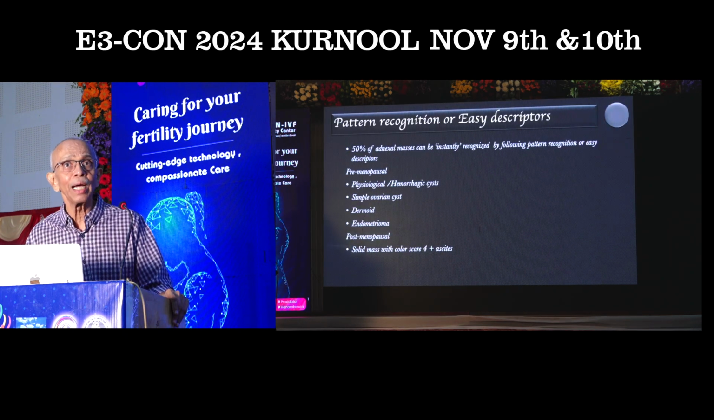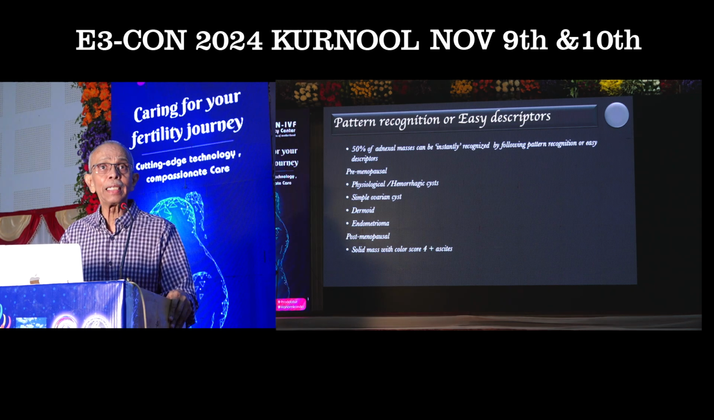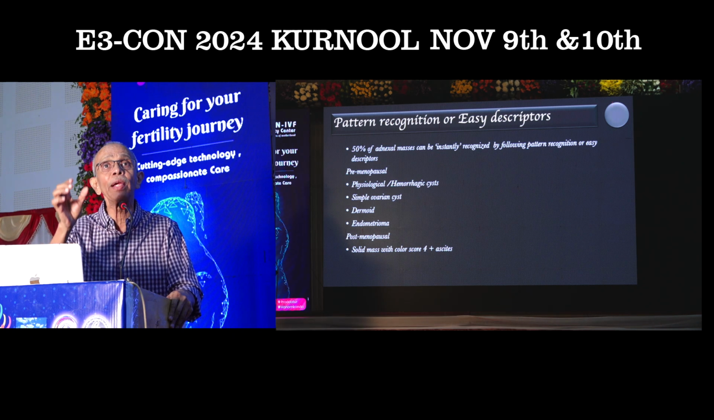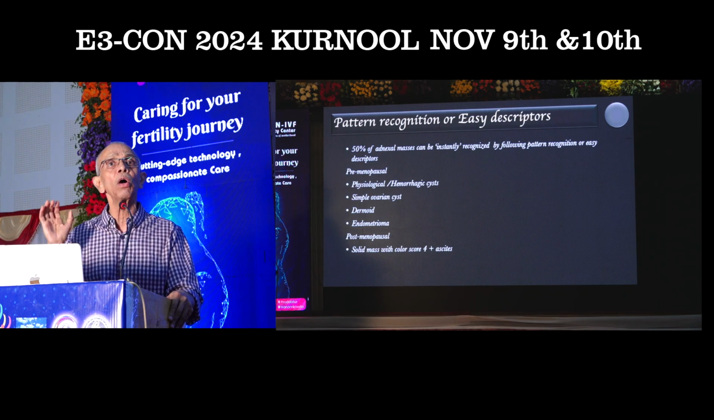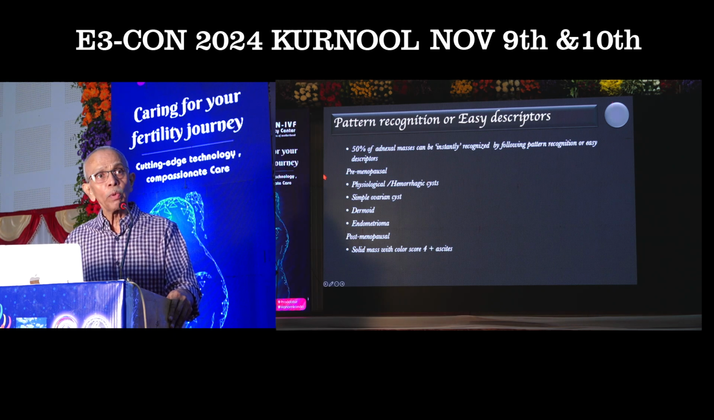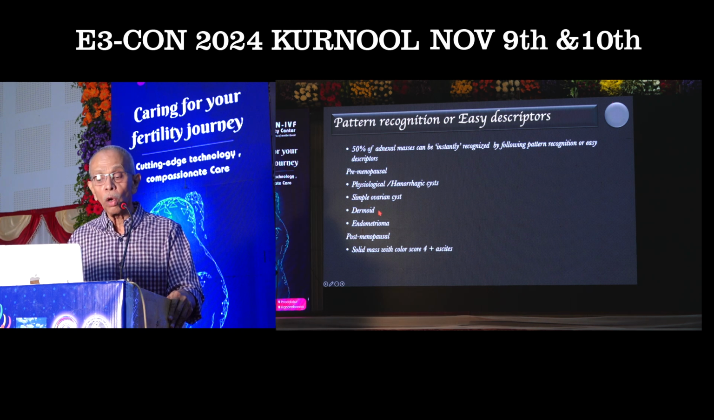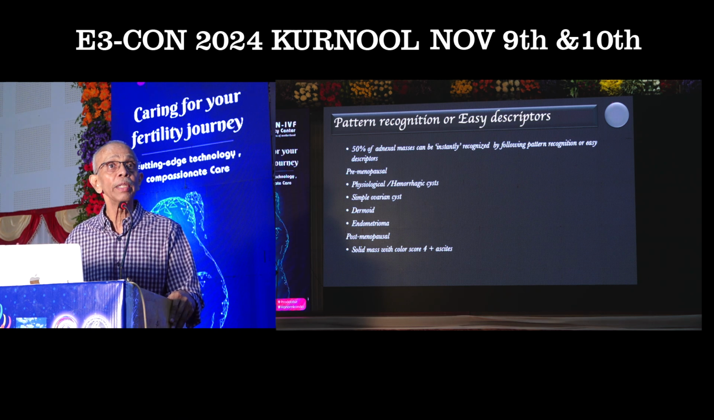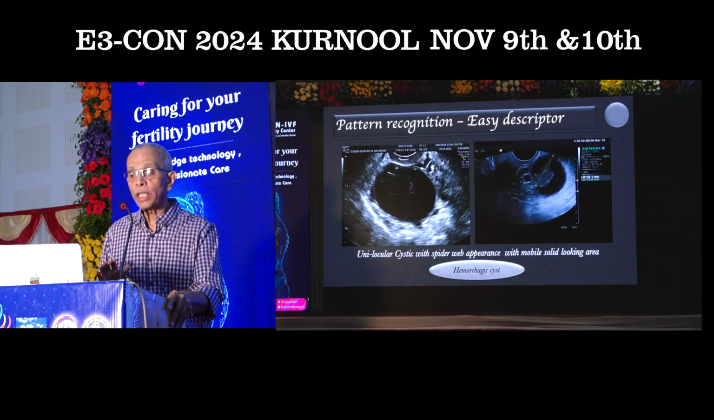Now once we have done that, in order to categorize or identify these lesions, basically 50% of the adnexal lesions can be easily, instantaneously identified with the pathology. That is one of the most important things, and that is what is called pattern recognition or easy descriptors. In the premenopausal group, we have the physiological or hemorrhagic cyst, or it can be a simple ovarian cyst, or a dermoid, or an endometrioma. Whereas in a postmenopausal woman, where we have a solid lesion with a color score 4, that is abundant vascularity, you know that you are dealing with an ovarian malignancy. So I will take you through each of these things.